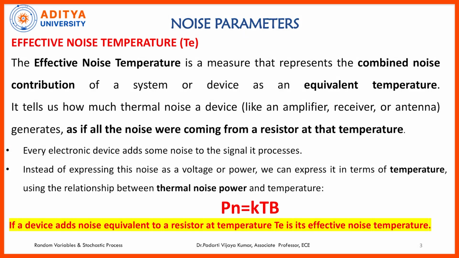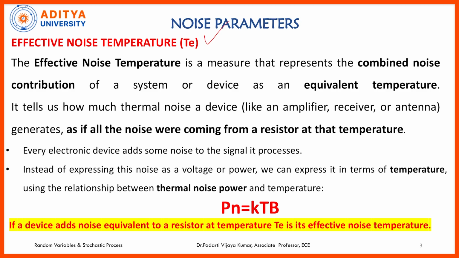In the earlier session, we have seen what is meant by noise. Noise is nothing but an unwanted signal which is going to interrupt and corrupt the message signal, thereby at the receiver the signal will be lost. To analyze the noise, we will be using different parameters. One of the important parameters we will be seeing here is effective noise temperature.